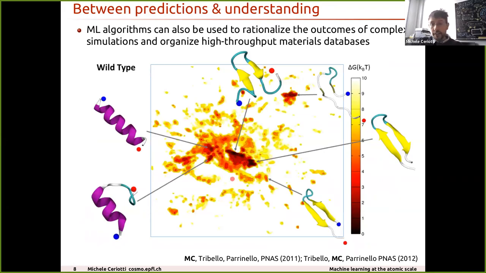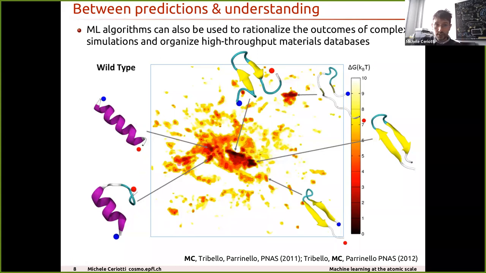So another aspect that you can use machine learning for, and that I will cover a little bit less, but is also very important, is that as simulations try to tackle emergent physical phenomena, they become more complicated, and even understanding what's going on in a calculation or what are the most important properties of a high throughput database of materials become far from trivial. And you can also use machine learning as a sort of a visualization tool to simplify the description of a complex free energy or potential energy landscape.